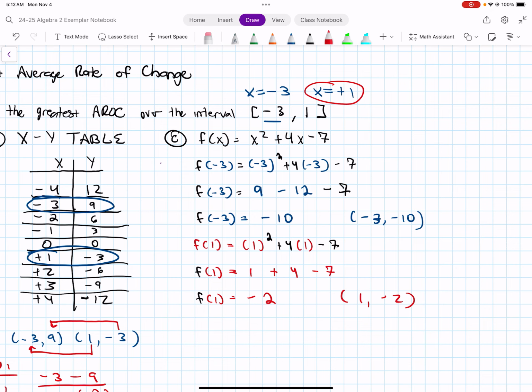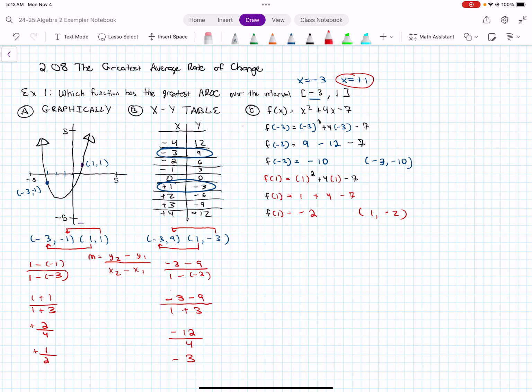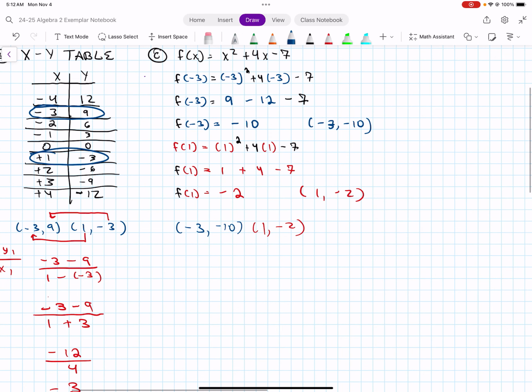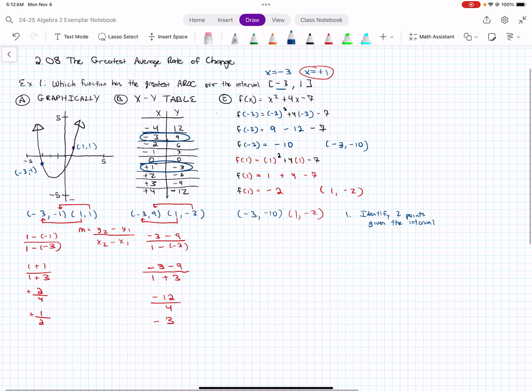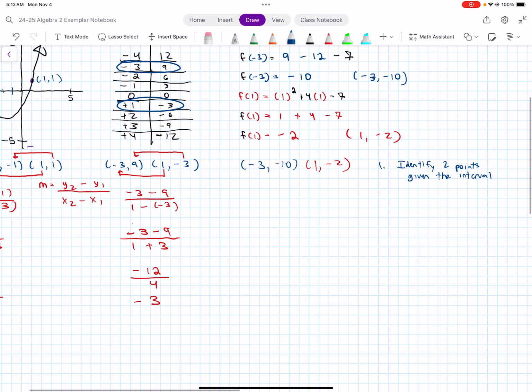And so in all cases, our first step is to identify the corner points given the interval. So we have now -3, -10, and 1, -2. So our first step is to identify 2 points given the interval. And whether that's plotting on a graph, identifying x and y in a table, or solving through each x value on a function, we're going to gain those corner points. Second step is to solve for slope.